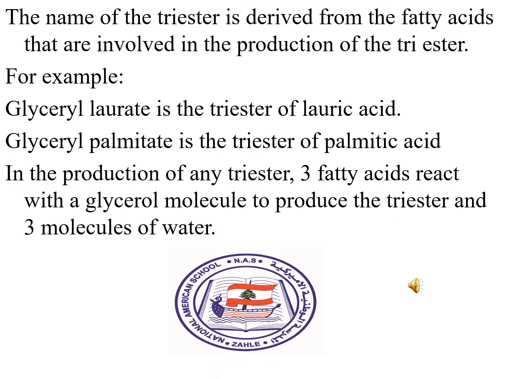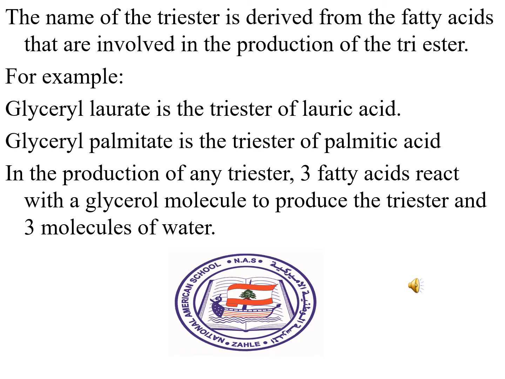Now the naming of the triester, please. The name of the triester is derived from the fatty acids that are involved in the production of the triester, which means that the name has got to come from the name of the fatty acid that is used up in the production of the triester. For example, here we have glyceryl laurate, the triester of lauric acid. So when 3 molecules of lauric acid react with 1 molecule of glycerol, we produce the glyceryl laurate plus 3 molecules of water.